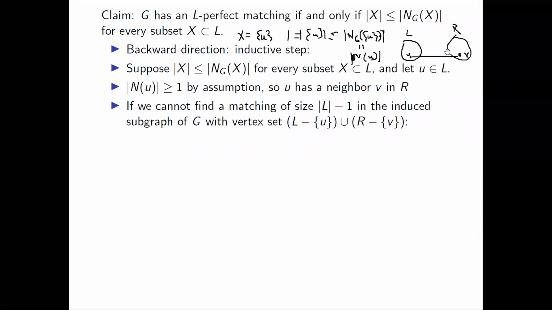And V is also in R because it's a bipartite graph, so there's no edges from L to itself or from R to itself. So if we have that edge UV, and we were able to find a matching of size cardinality of L minus 1 in the induced subgraph with vertex set all of L minus U and all of R minus V. So in other words, if we were able to find some matching that matched all the other vertices in L to some vertex in R, then we would be done.